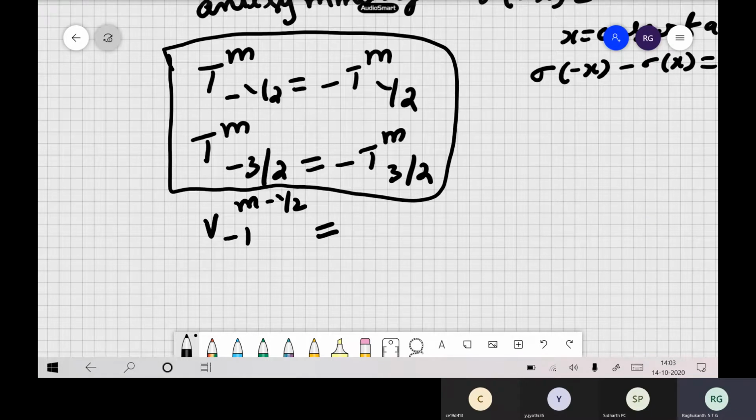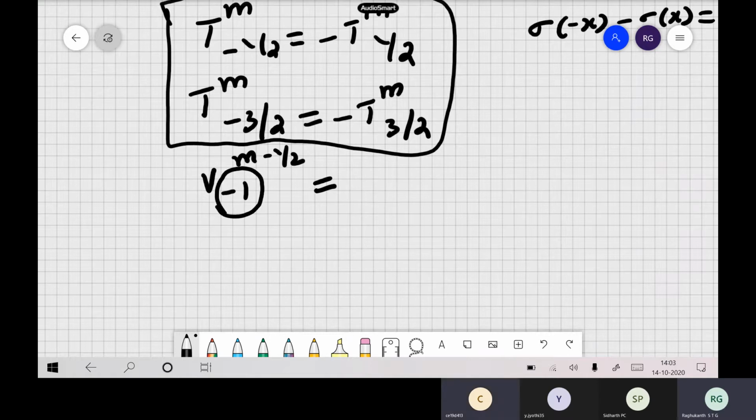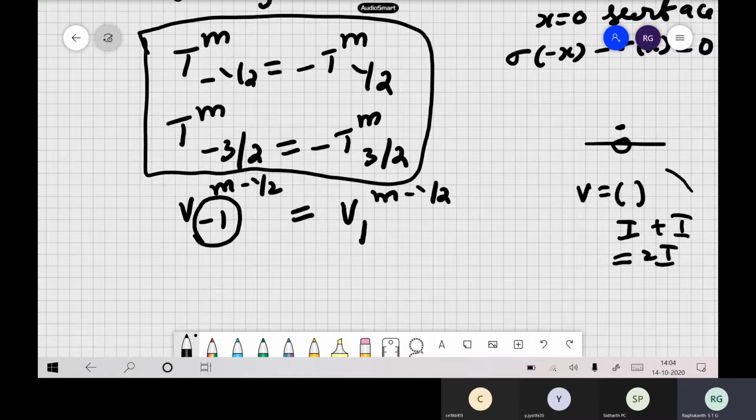But what about the velocity? You remember what we wrote last class? What is this quantity minus 1? That is above the surface. Suppose these are the points. Now what about velocities? It is symmetric. So we wrote m minus half. At the free surface, if you take the velocity, suppose the incoming wave is I, then the outgoing wave is also the same because of symmetry. So velocities become double.